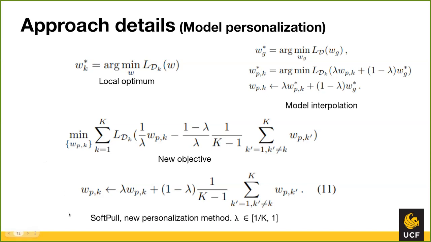And the bottom shows their personalization method. It's called soft pull. One trick that the authors use during training is they replace this WPK with simply the local optimum at each client. You'll note that at the bottom, lambda is chosen to be in the range of 1/k and 1. If you plug in 1/k, you'll see that each of these coefficients is 1/k, and that simply reduces to FedAvg with hard averaging.